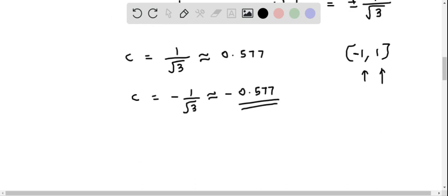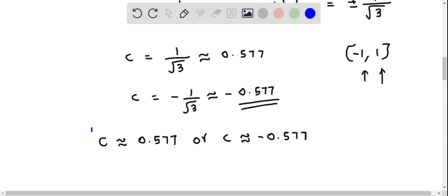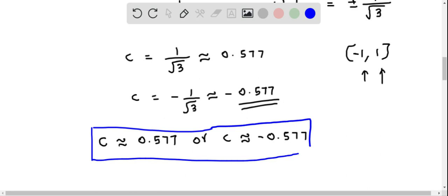So we can be definitely sure that these two values satisfy the mean value theorem. That is, this value of c lies in the interval satisfying the mean value theorem. So we finally see that c is approximately 0.577, or c is approximately negative 0.577. So these are the two values of c which satisfy the mean value theorem for the given function, which lie in the interval negative 1 comma 1.